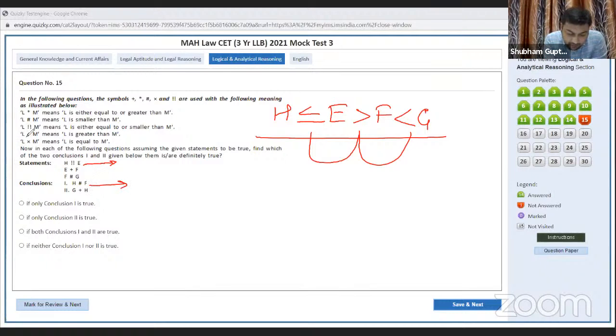H hash F. H is smaller than F. Can I say that? I am not sure. Because it could be 5, it could be 1, it could be 4. I am not sure.